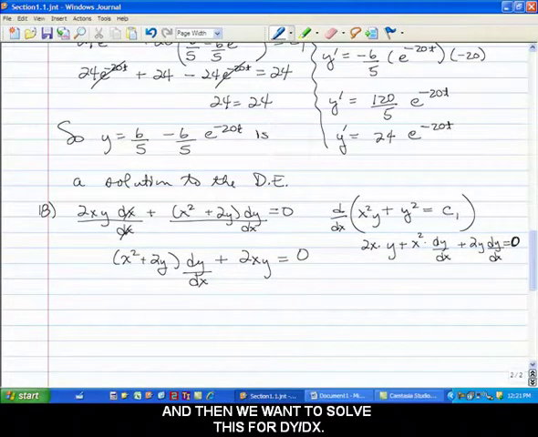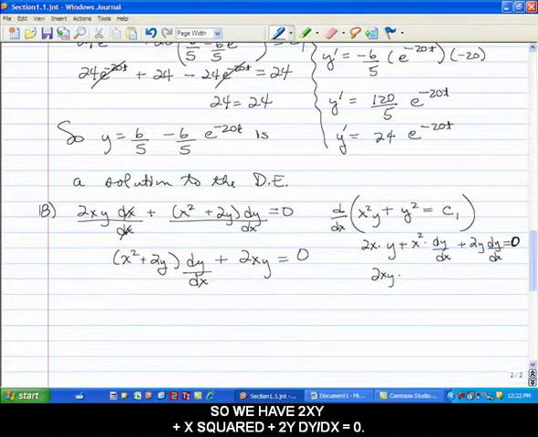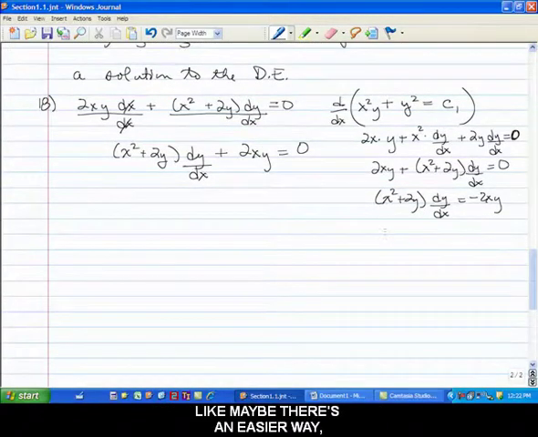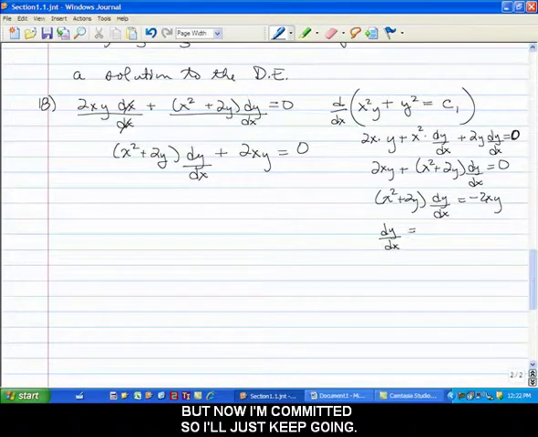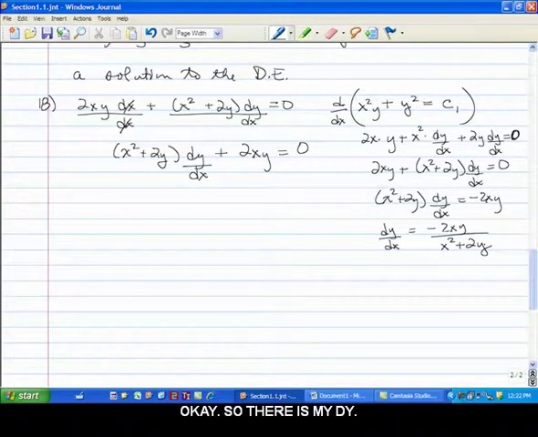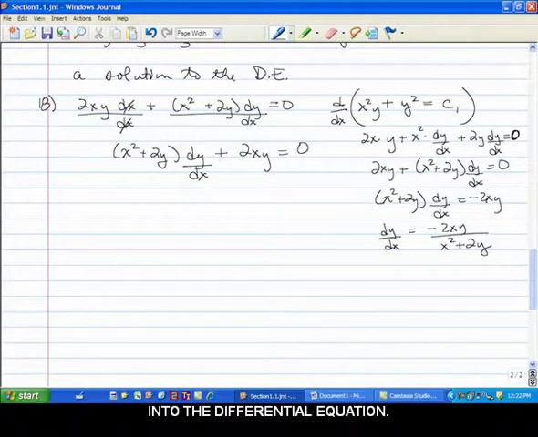And I want to solve this for dy dx. So we have 2xy plus x squared plus 2y dy dx is equal to 0. X squared plus 2y dy dx is equal to a negative 2xy. I start to get the feeling like maybe there's an easier way, but now I'm committed, so I'll just keep going. Okay, so there's my dy dx. And then we're going to plug that into the differential equation.